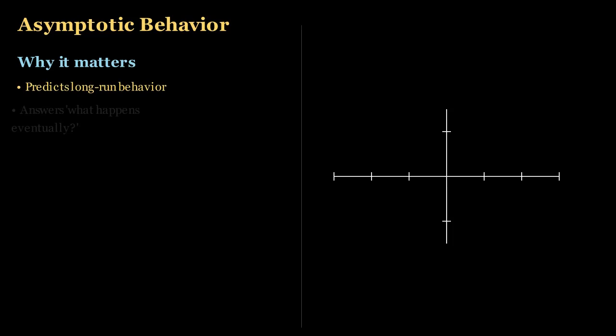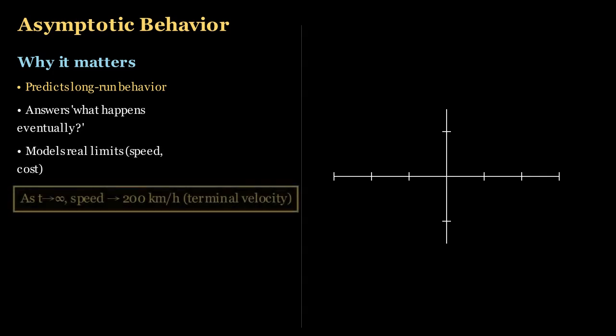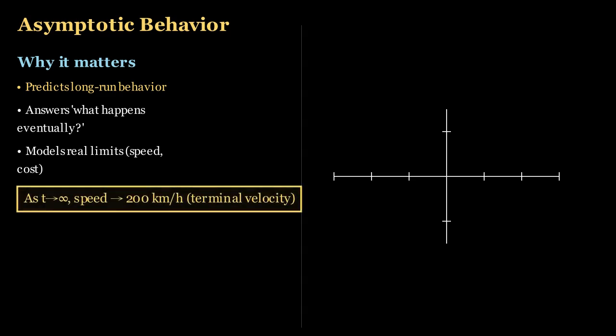Think of a car accelerating. Its speed cannot go to infinity. Air resistance and engine power create a top speed, a horizontal asymptote on a speed-time graph. Or think of the cost per item when you mass-produce something. The more you make, the closer the cost per item gets to the raw material cost, but it never drops below that. Asymptotes let us read the ultimate destiny of a process directly from the graph, without needing to calculate every point. They are the graph's way of telling you its final story.